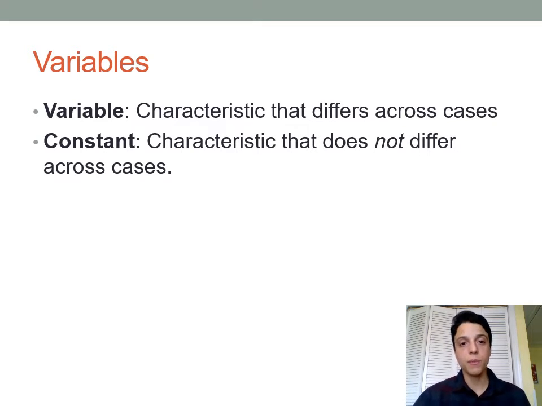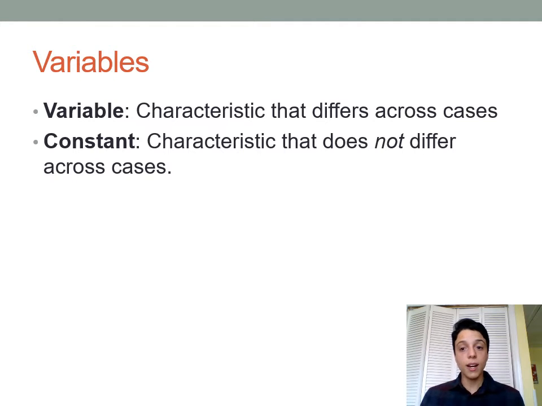In contrast to variables, there are also characteristics that can be considered constants. So in a sample, a variable is something that differs across cases in your sample, and a constant is something that does not differ across cases in your sample. And we will be doing much less with constants in this class, but it is good to be able to recognize them when you see them.